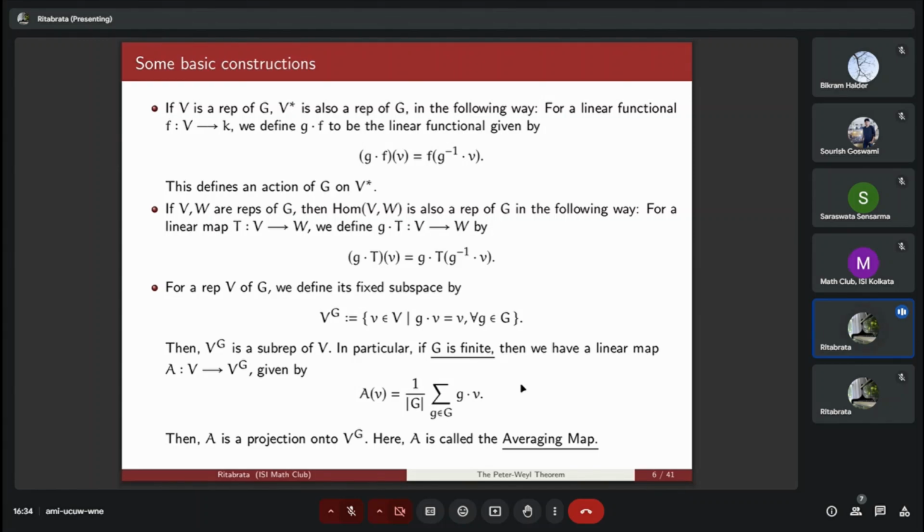We can see that this is a projection onto V^G. That is, for any vector v in V, A of v, this average, lies in the fixed subspace V^G, and it is the identity map on V^G. These are easy to check because if we left multiply, then as g varies over G, g times h will also vary over G. This is easy to check. You can check by hand. This map is very important, which we'll use in the next proof.